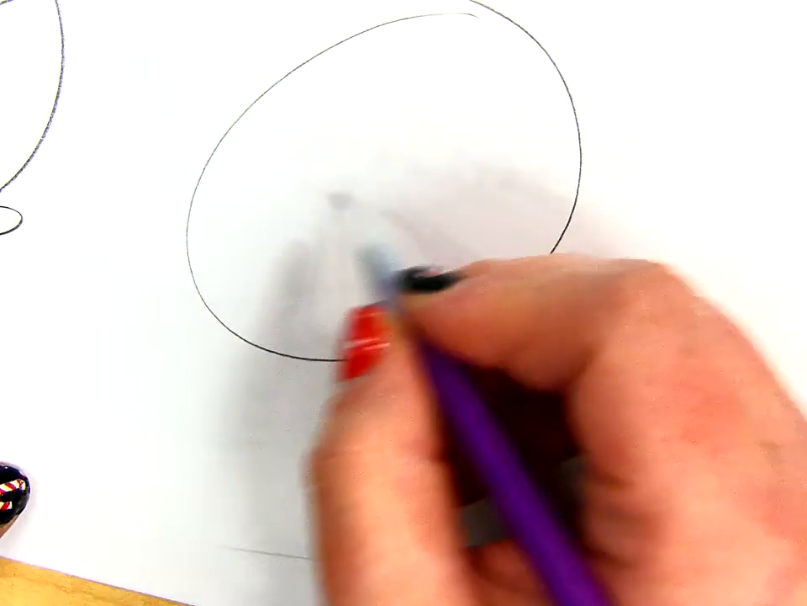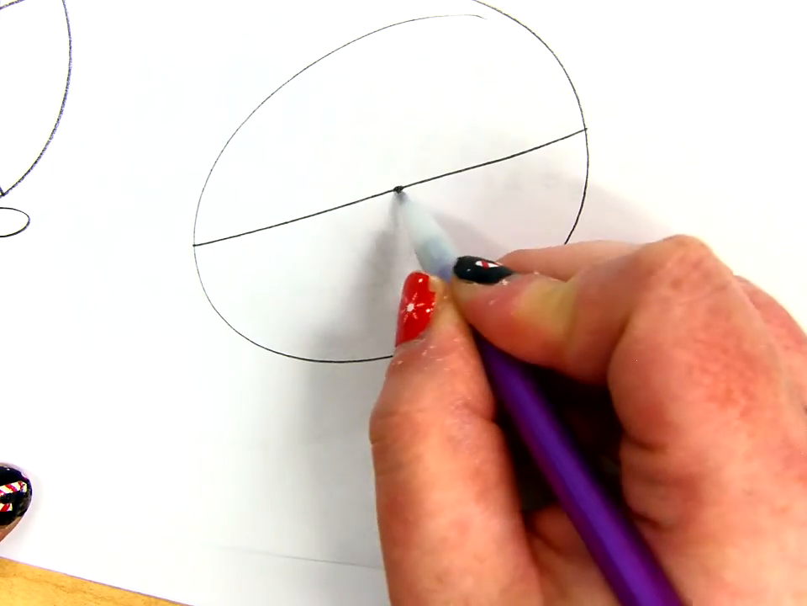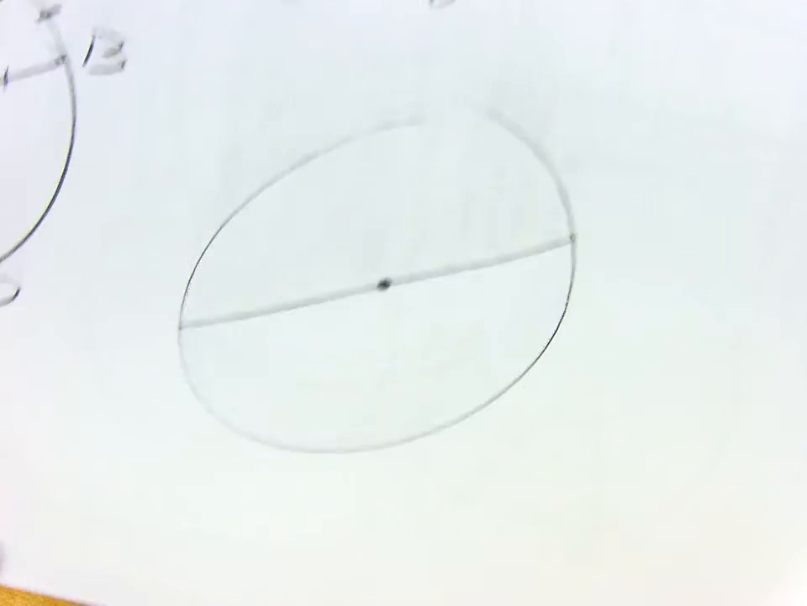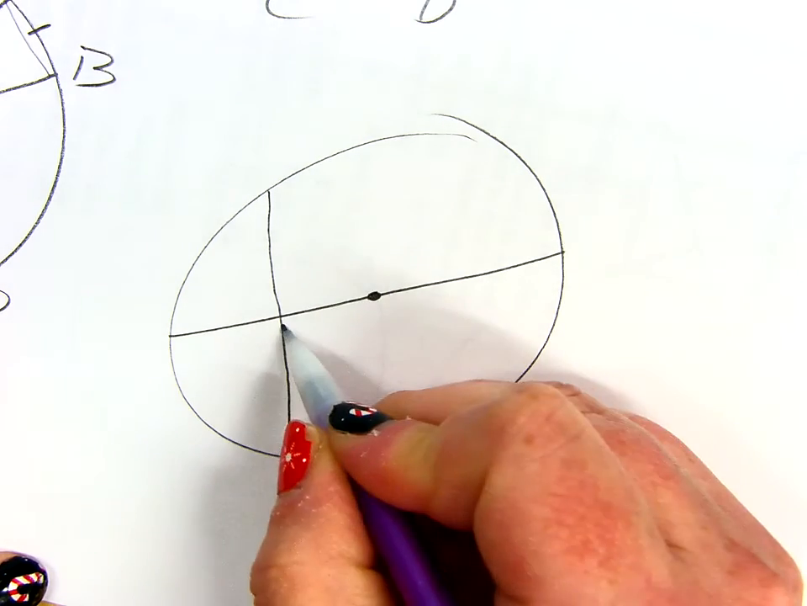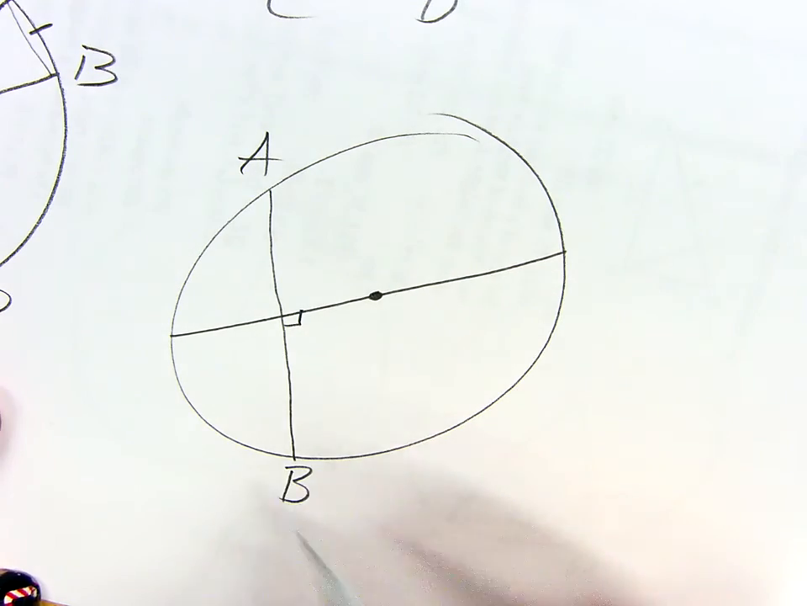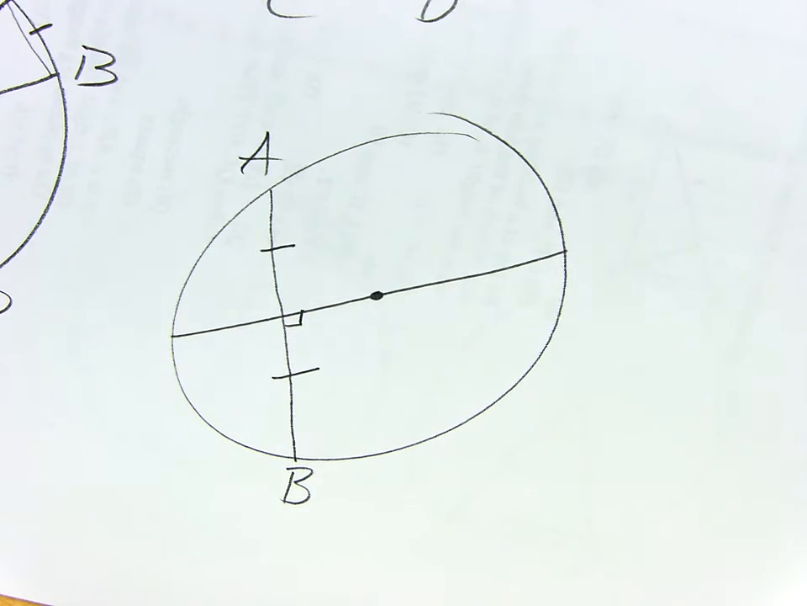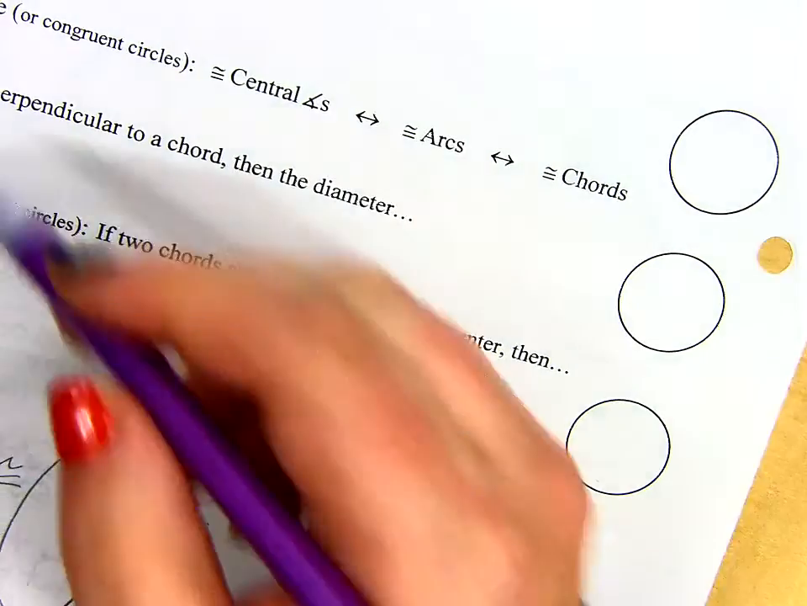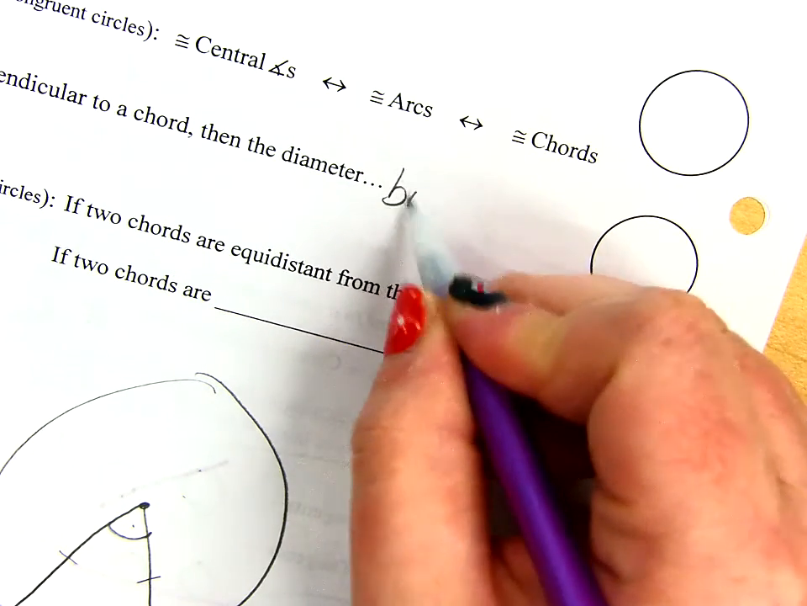The next thing says, if you have a diameter or a radius, it doesn't have to be a diameter, if it's perpendicular to a chord. So if I draw in any old chord, and this is perpendicular, guess what the diameter just did to that chord, chord AB? Yes, it bisects it. Wow. Okay, so let's put that on our sheet here. If a diameter is perpendicular to a chord, then the diameter bisects the chord.